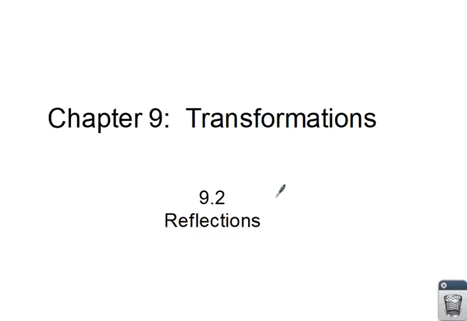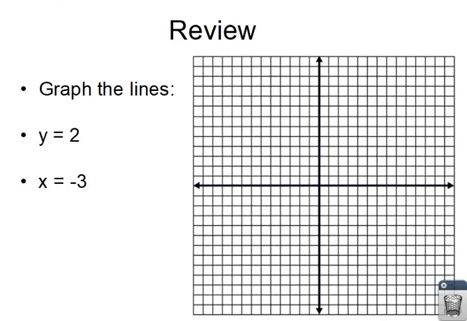Section 9.2, reflections. This would be your mirror image, like what you looked at in the mirror this morning. So this should be pretty decent. Let's review how to graph lines, just in case you've forgotten, because this is what we're going to be reflecting the lines across. Okay, so first one, let's make it pink.